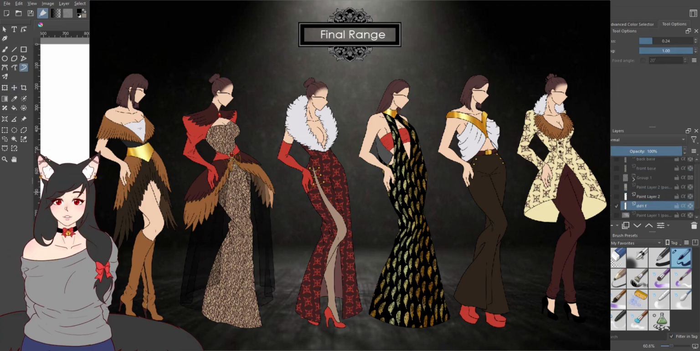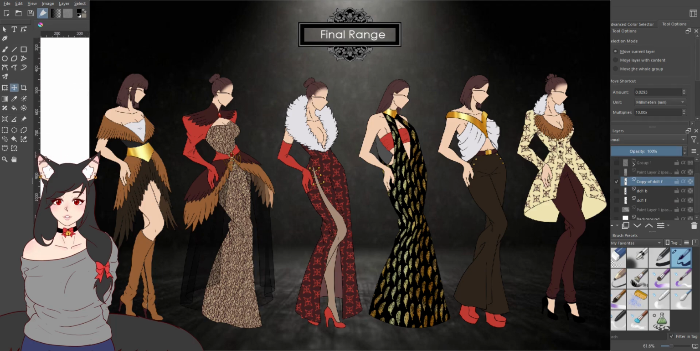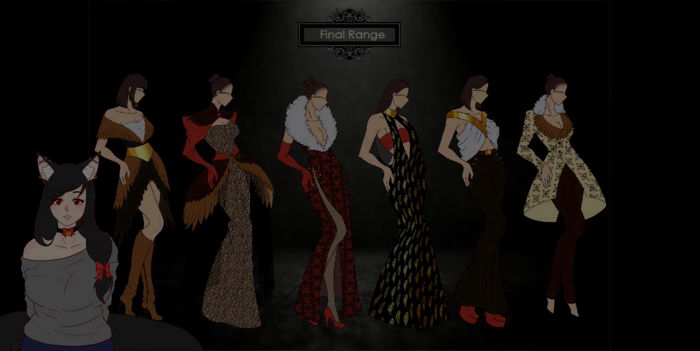And honestly, I feel like the colors work really well together. All of this looks cohesive. It looks like it's part of the same sort of collection. And I think I did pretty good.